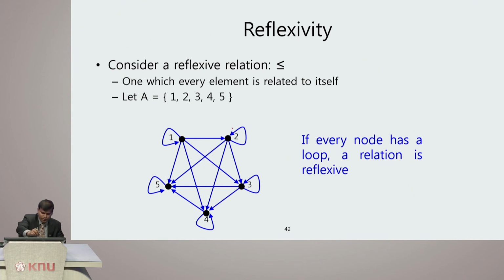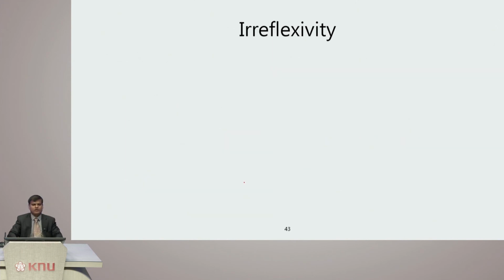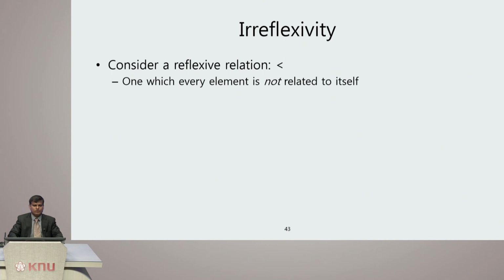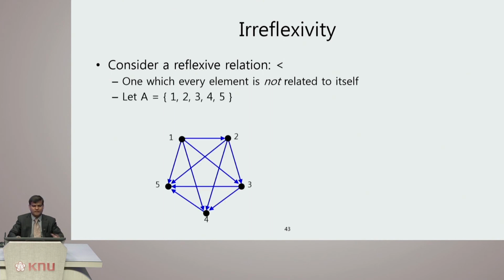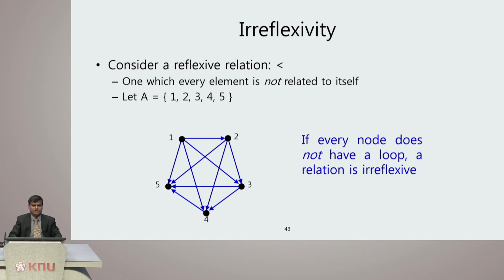So you have a loop here. That's what I'm talking about. Everything has a loop, so this establishes the reflexive relation. Irreflexive, a relation in which no element is related to itself. So you can expect that there is no loop. If no node has a loop, it is irreflexive.